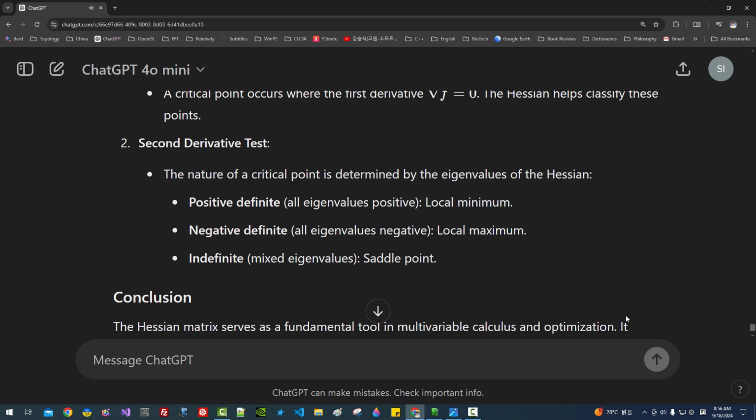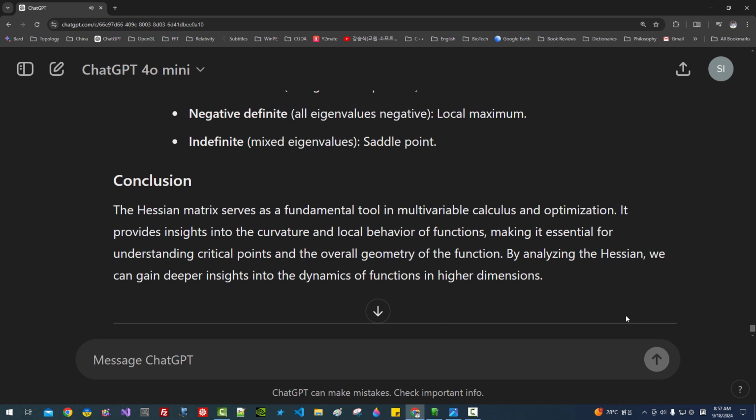Positive definite, all eigenvalues positive, local minimum. Negative definite, all eigenvalues negative, local maximum. Indefinite, mixed eigenvalues, saddle point.